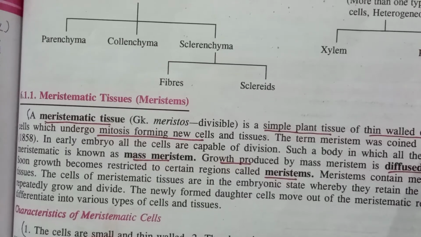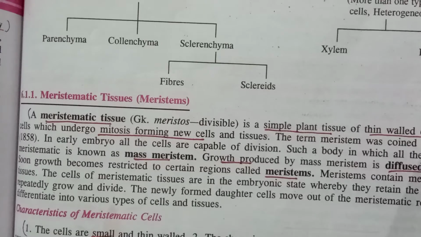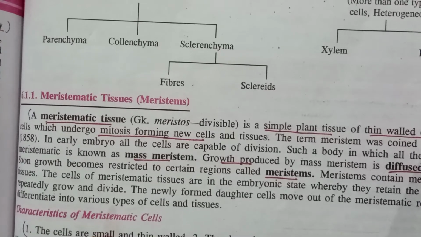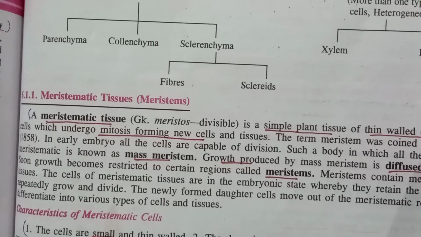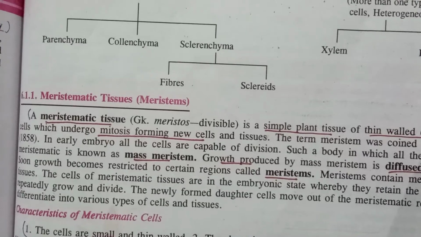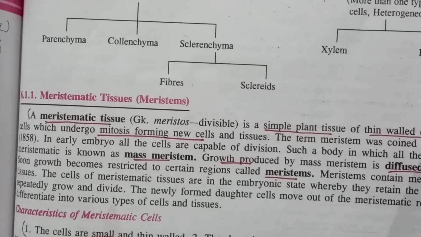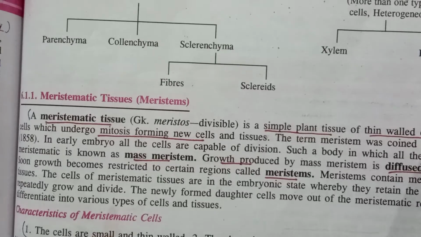So biosynthetic activity is high, and most importantly, they can divide repeatedly, and hence they are responsible for the growth of the particular parts of the plant. Okay. Now, based on the position, meristematic tissues can be divided into basically two different types.